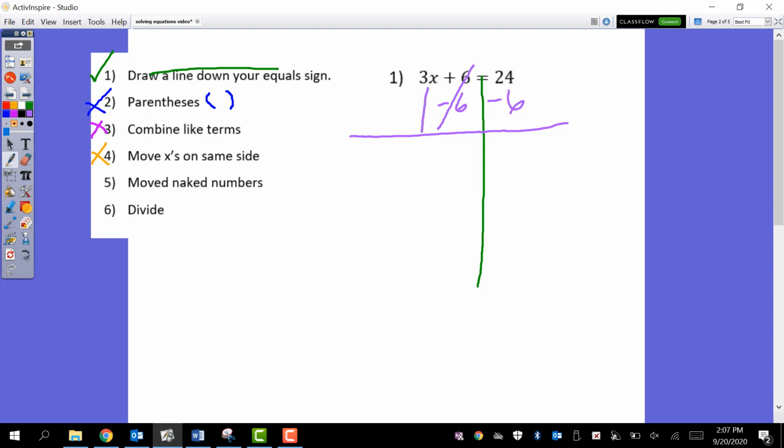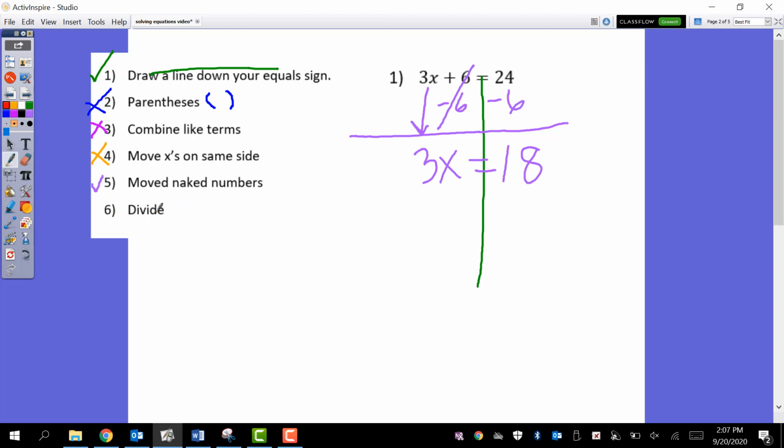This 3x is still here. Nothing happened to that. I'm going to bring it down. Equal sign. 24 minus 6 is 18. That was my computation. That's what I actually typed in the calculator. Okay, so check, move the naked numbers.